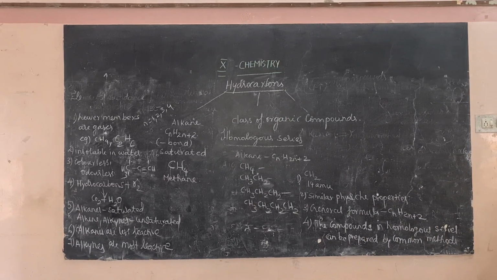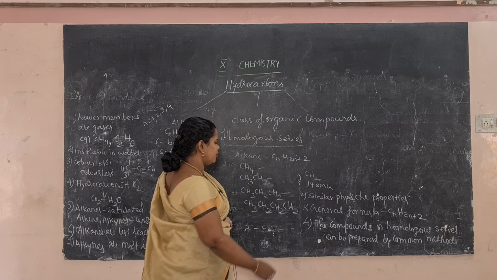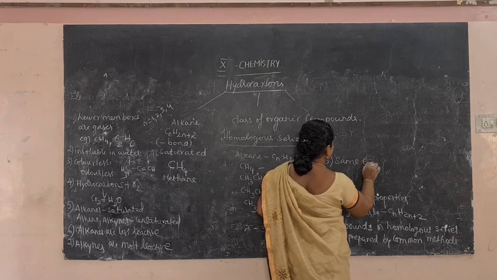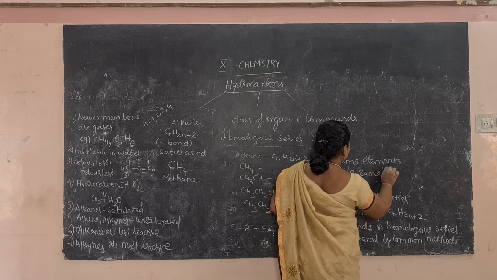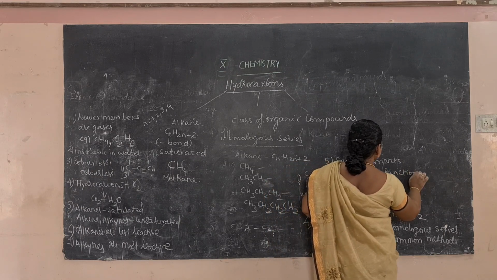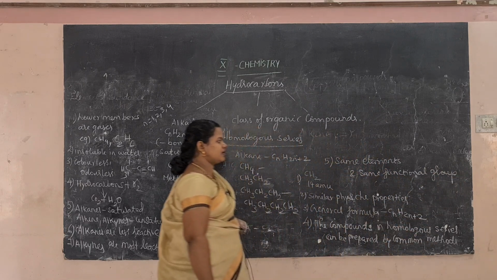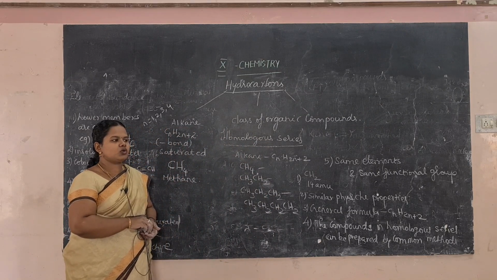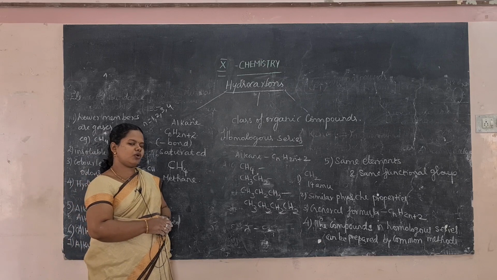All the members of the homologous series contain the same element and the same functional group. So these are some of the postulates, or characteristics, of the homologous series. So the same element will be there, and the same functional group will be there. Okay, so this is about the characteristics of homologous series.